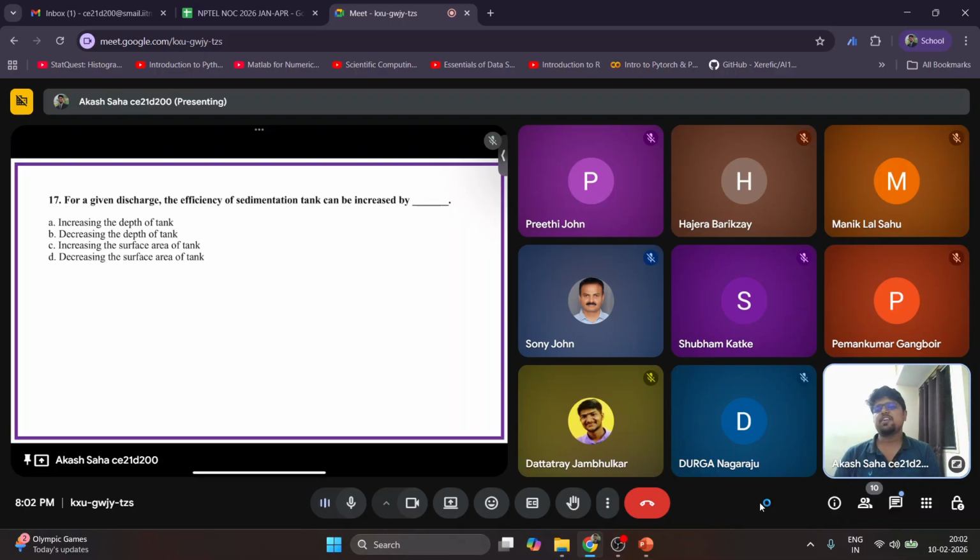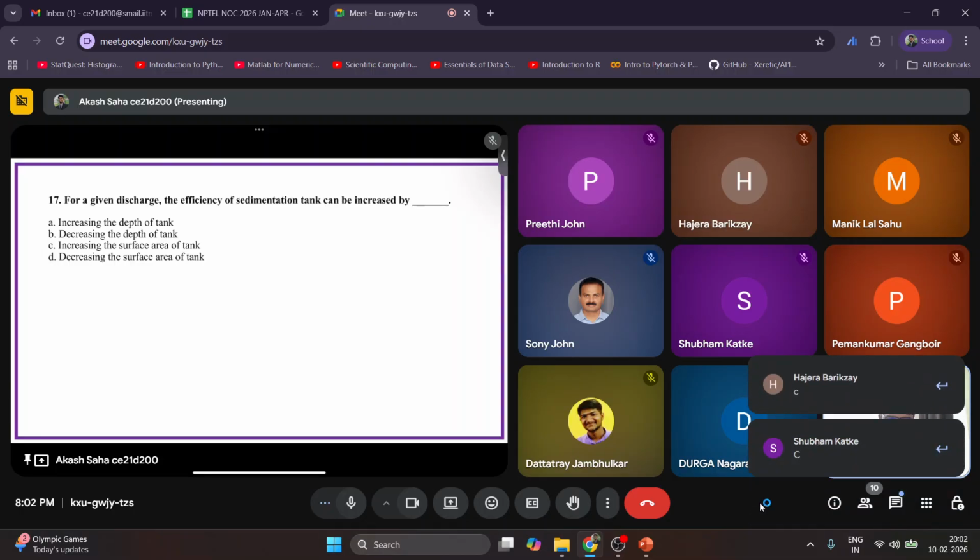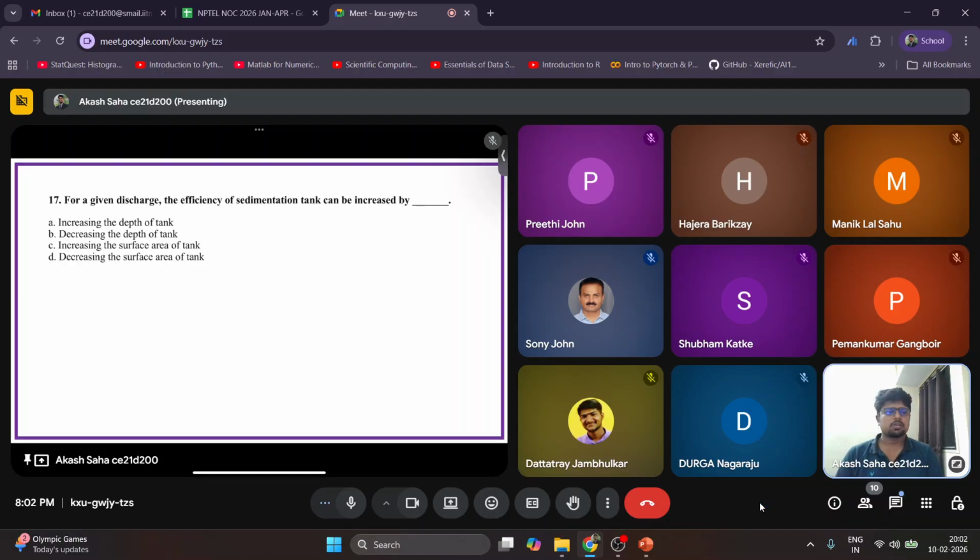Next, for a given discharge, the efficiency of a sedimentation tank can be increased by increasing the depth of the tank, decreasing the depth of the tank, increasing the surface area of the tank, or decreasing the surface area of the tank. How can this efficiency of the sedimentation tank be increased for a given discharge? Can someone tell me why increasing the surface area of the tank will increase the efficiency? How does it relate?